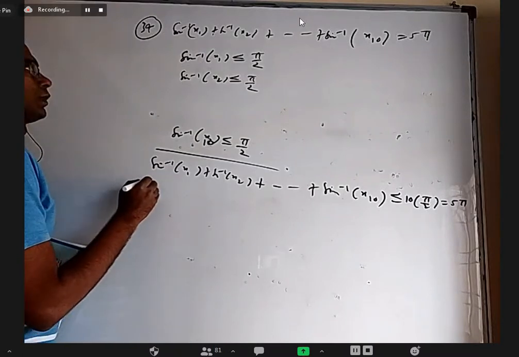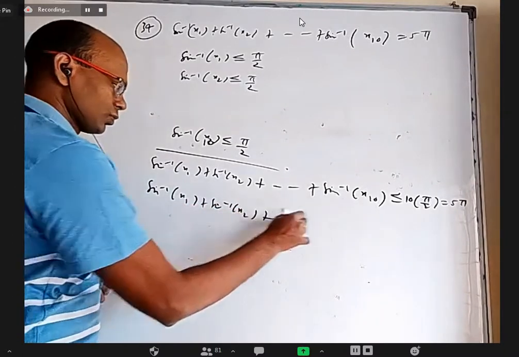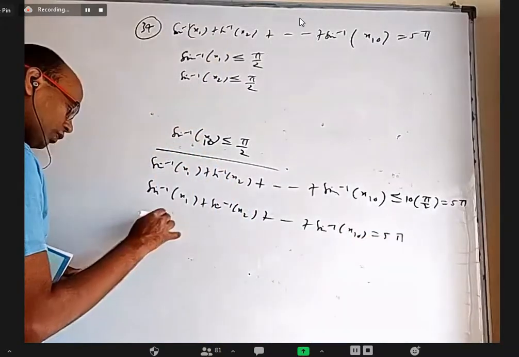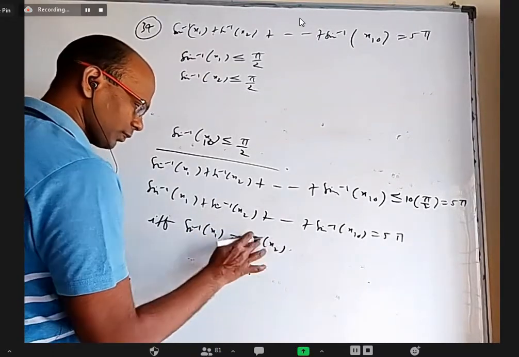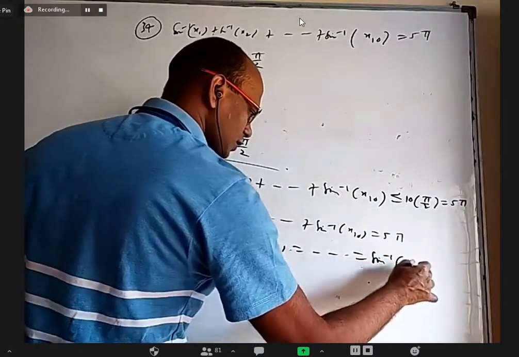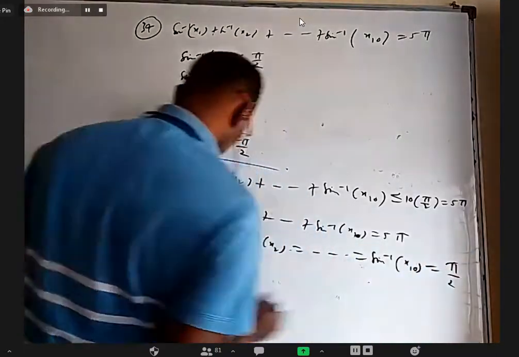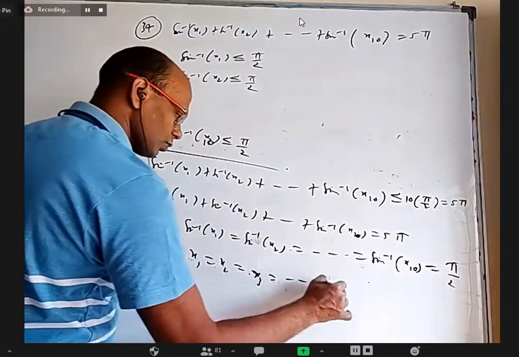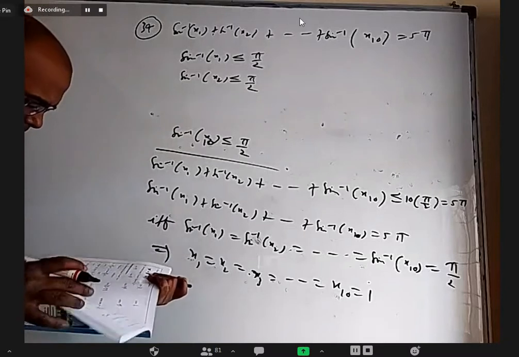So sin inverse x1 plus sin inverse x2, and so on up to sin inverse x10, equals 5 pi if and only if sin inverse x1 equals sin inverse x2 equals sin inverse x10 equals pi by 2. All must be equal to pi by 2. From that I can say x1 must be equal to x2 equal to x3, and so on up to x10, equal to 1. If all are 1, the sum of their squares will be 10.